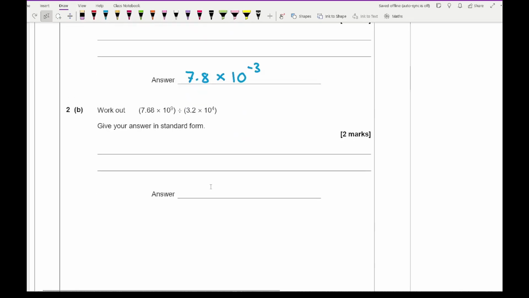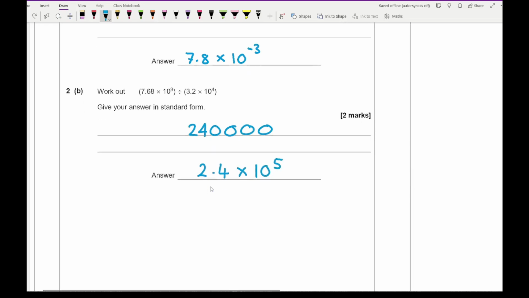For question 2b, we just want to enter this on our calculator, and if you've entered it correctly, it'll probably come up in ordinary form, and then we want to convert this into standard form, so it's going to be 2.4 times 10 to the power of 5.